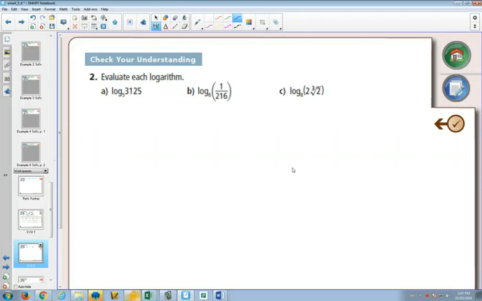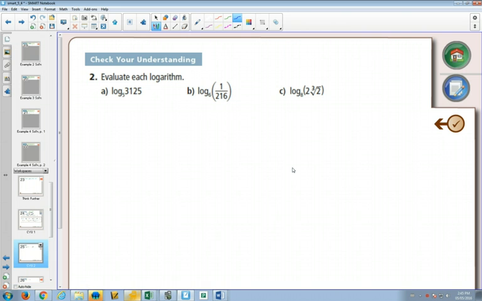So, for evaluating logarithms, what you have to be able to do is read this statement. What does log 5 of 3125 mean? And one of the things you're going to do is change this to exponential form because you're not as used to working with logarithms.